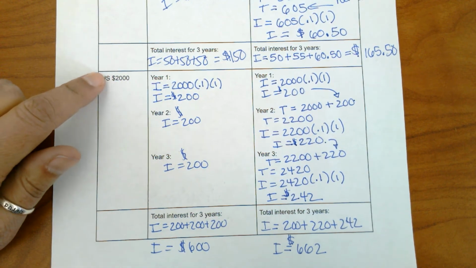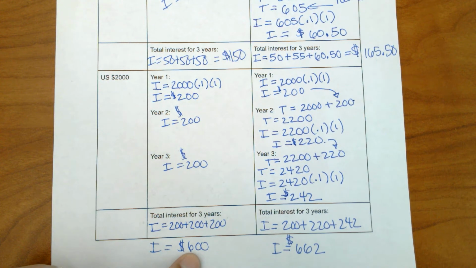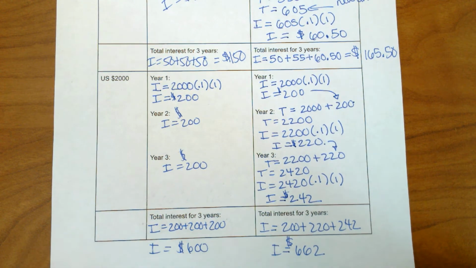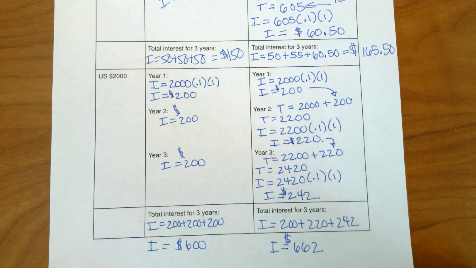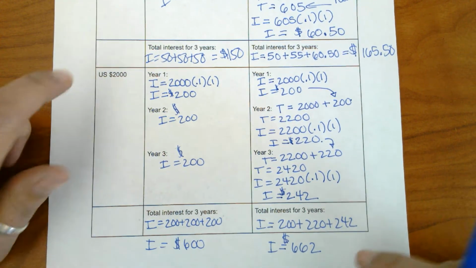Now look at this. We increased to $2,000, everybody. Simple interest gave us $600. Compound gives us $62 more. And we landed at $662 over 3 years. So compounding in this situation is definitely better. The more money you have, the more money that you're going to make.